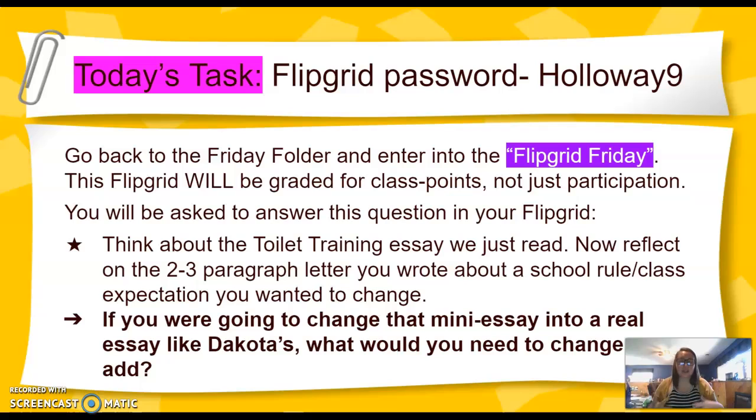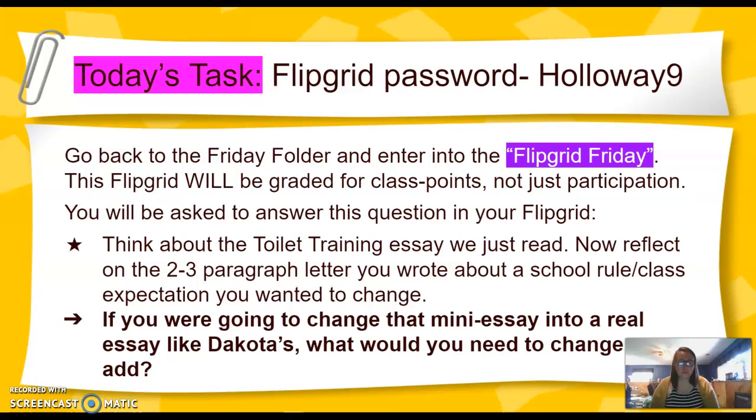So think about all these days that we put into reading this and analyzing it, and reflect on that 2 to 3 paragraph little letter that you wrote to Mr. Beer, Dr. Mohammed, to me, whoever you wrote to about the school rule or a class expectation that you wanted to change. If you haven't written that yet, you're going to be in trouble for this. You're going to have to either quickly write it and do the Flipgrid or take the loss on this because after this, we're moving on.